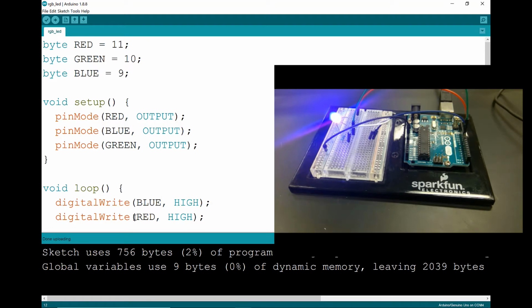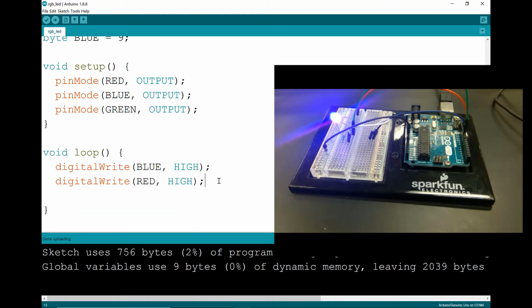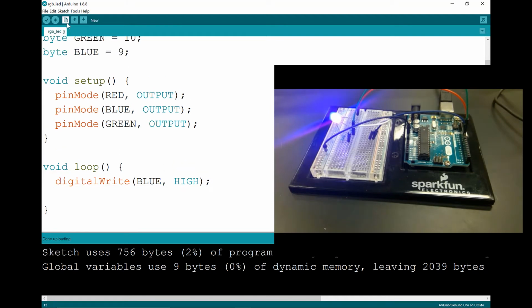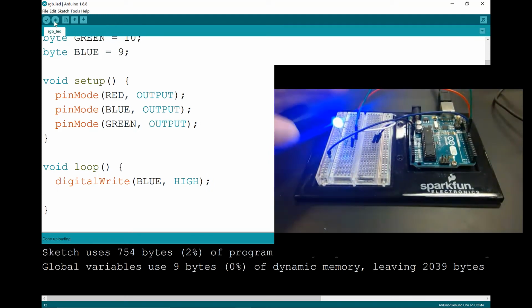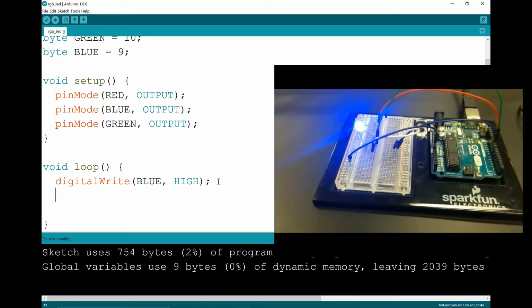All right. But we just learned about pulse width modulation. And so what pulse width modulation allows us to do is, you know, let's just turn on the blue LED. And it's pretty bright. All right. That's too bright. We want a blue light, but we don't want it that bright. Maybe we only want it to be 50% as bright. So instead of using a digitalWrite, we can use an analogWrite.